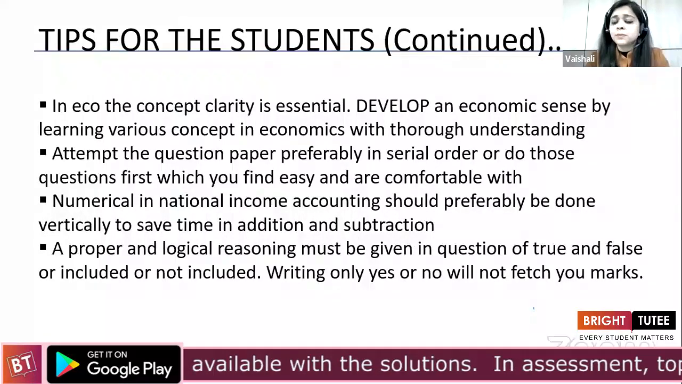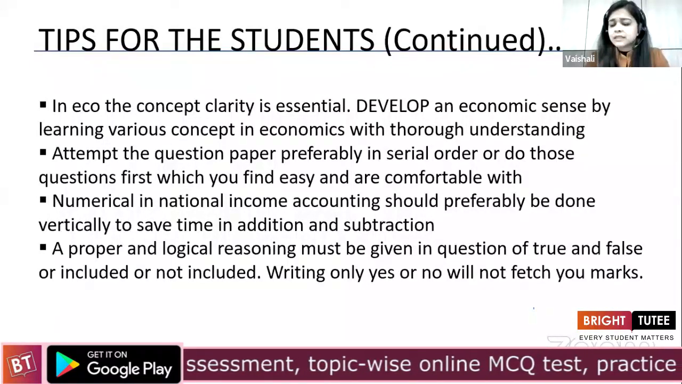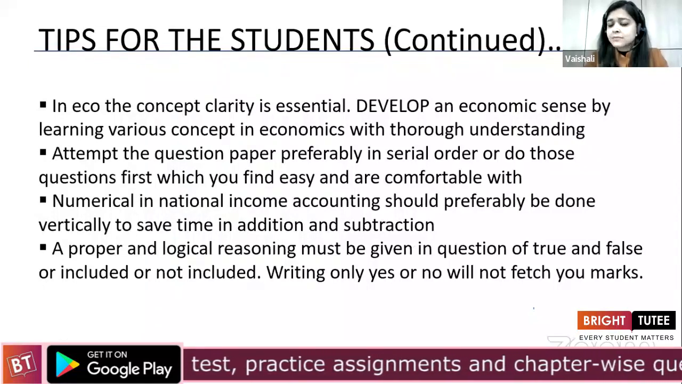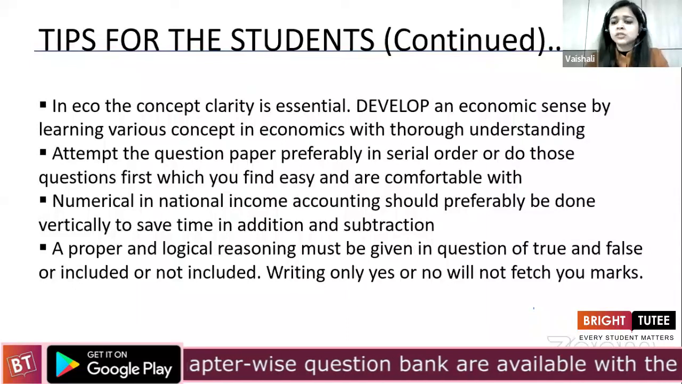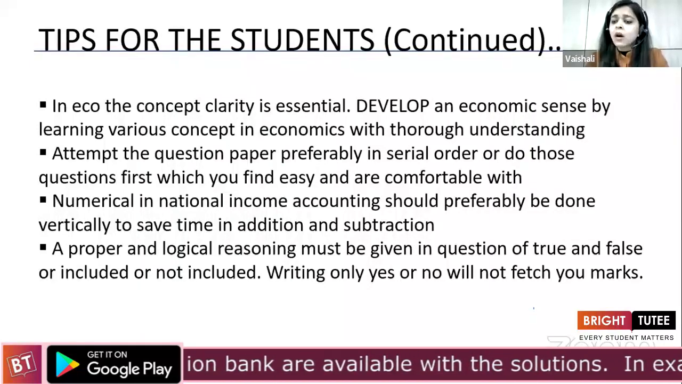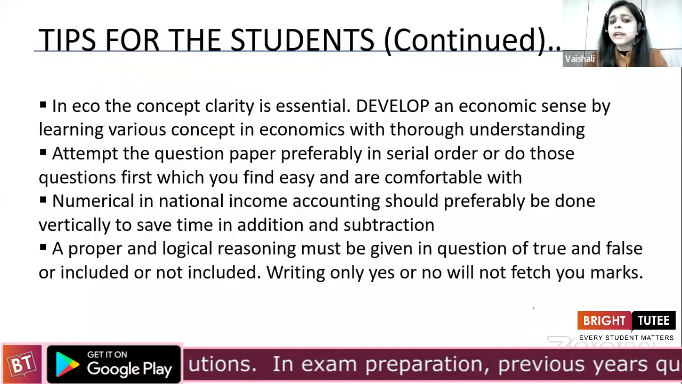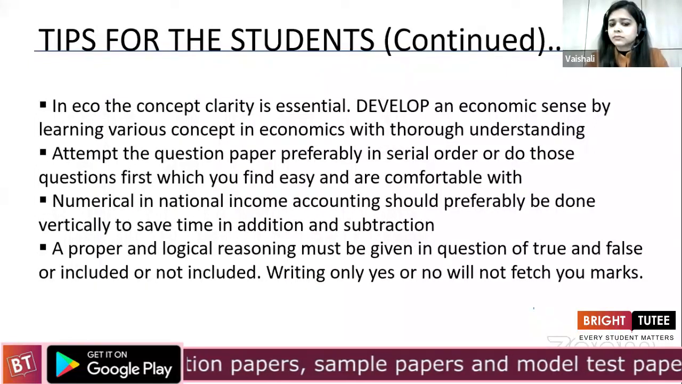Attempt the question paper preferably in serial order. Ask them. This really leaves a good impression. In the previous exam, it was an MCQ based question paper. It was an OMR sheet, so serial number was not required. But now ask them that if they can, they should try to attempt the paper in serial order. Otherwise, attempt whatever questions they are best aware of.